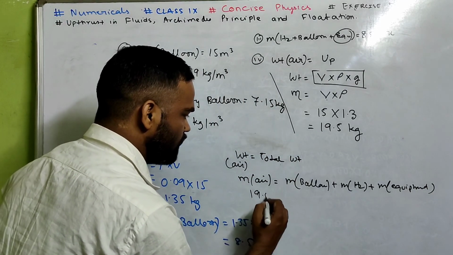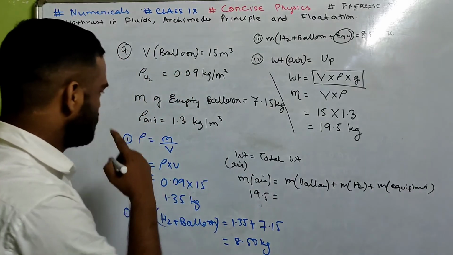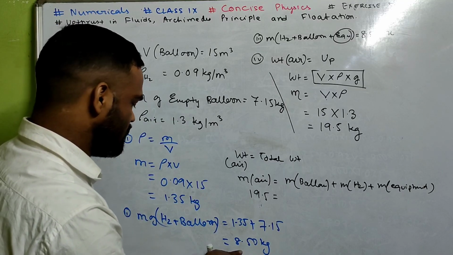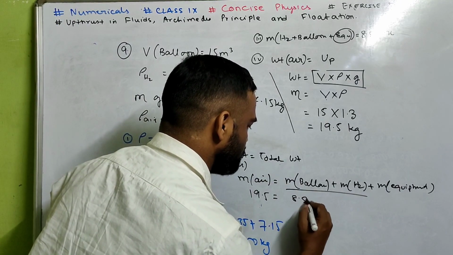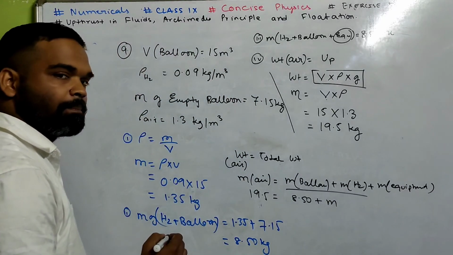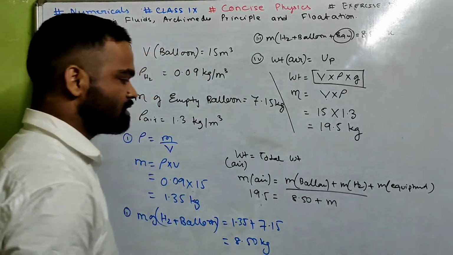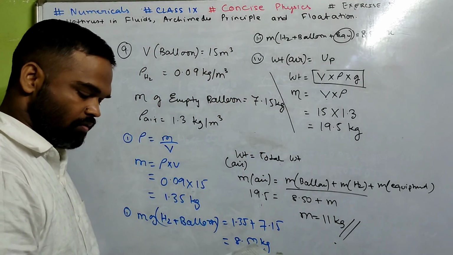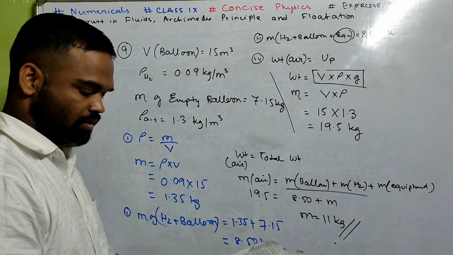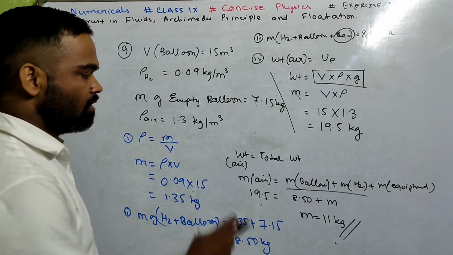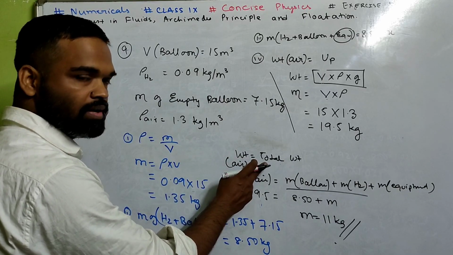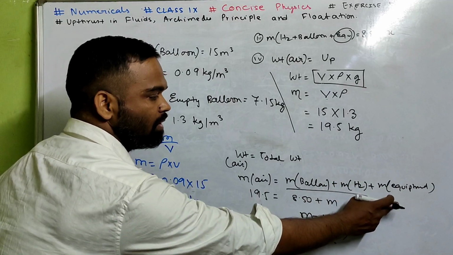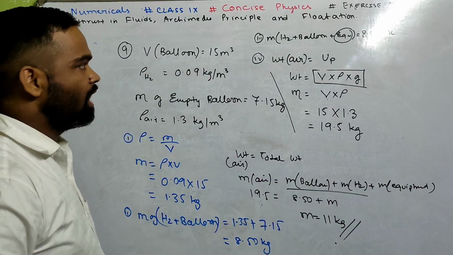Let's just solve it. Mass of air displaced is 19.5. Mass of balloon plus mass of hydrogen is 8.50. These two together, 8.50. Plus mass of equipment, so that's 19.5 minus 8.5. So mass will be 11 kg. So this is the mass of the equipment using the law of flotation. Done. Weight of the air displaced is equal to total weight. So mass of the air displaced is equal to mass of the balloon plus mass of hydrogen plus mass of equipment. Use this concept. Done.